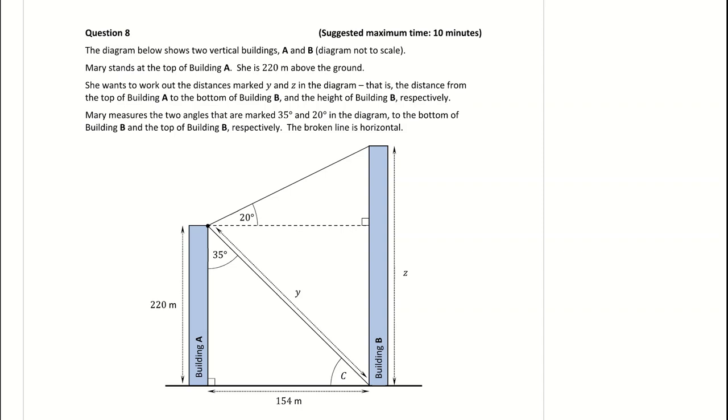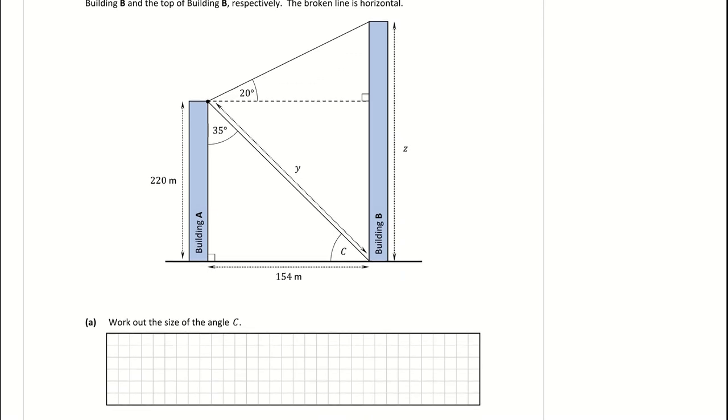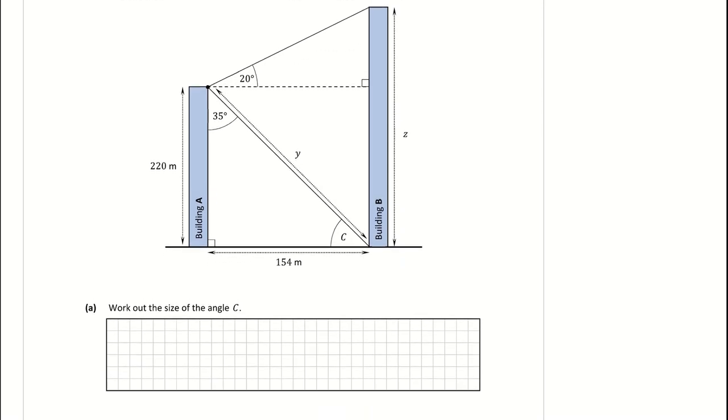So question 8. It's quite text heavy, so I'll give you a minute yourself to read the information, but all the information in the paragraph there is also marked onto the diagram. So looking at part A to this question, it's asking us to find the size of the angle C.